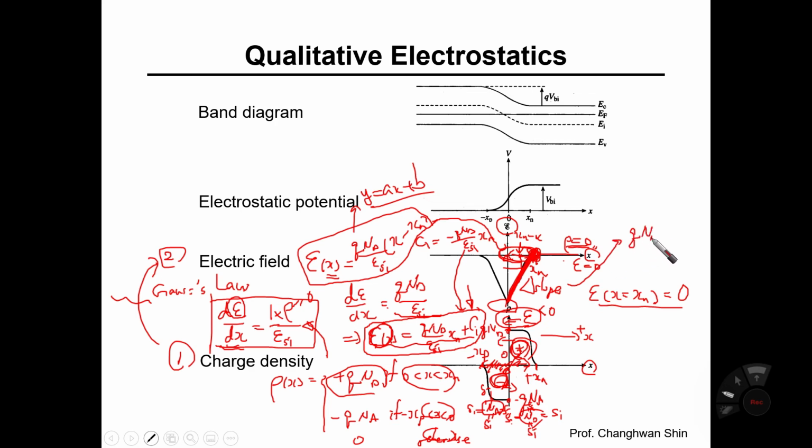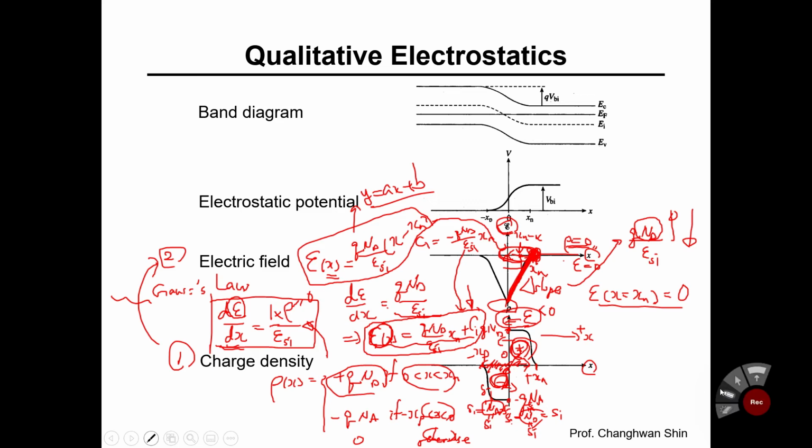Yes, Q times ND divided by epsilon silicon. So depending on the doping concentration in N side, if you increase or decrease the doping concentration in N side of PN diode, the slope of electric field intensity as a function of X would be modified. Okay. All right. So let me raise my note again.